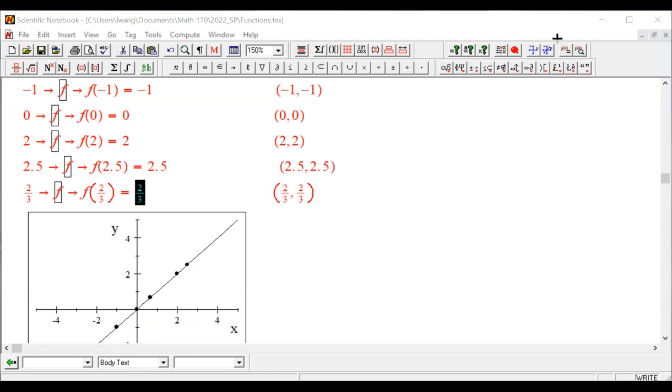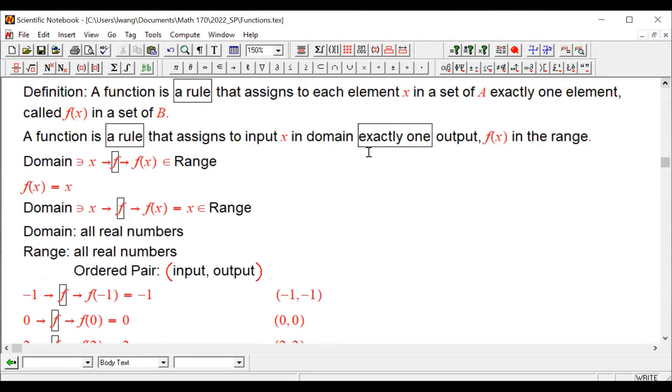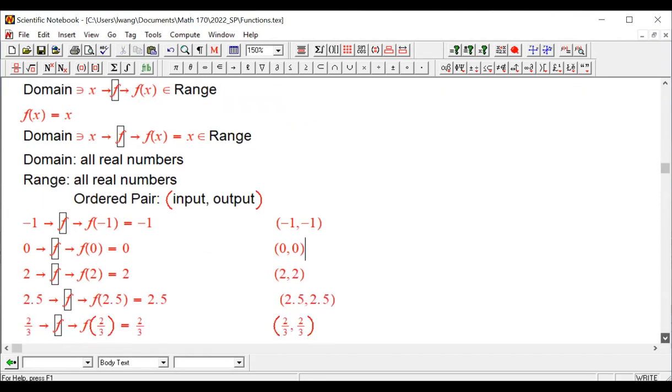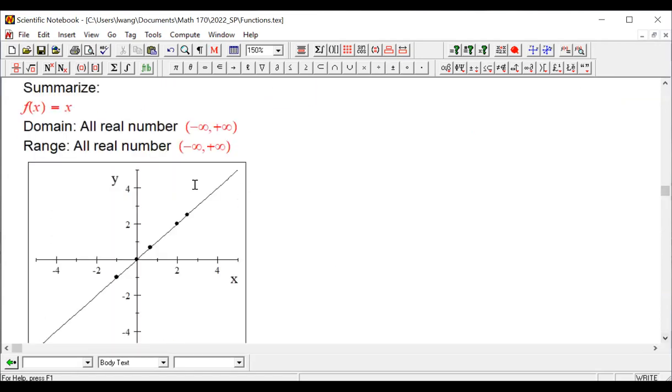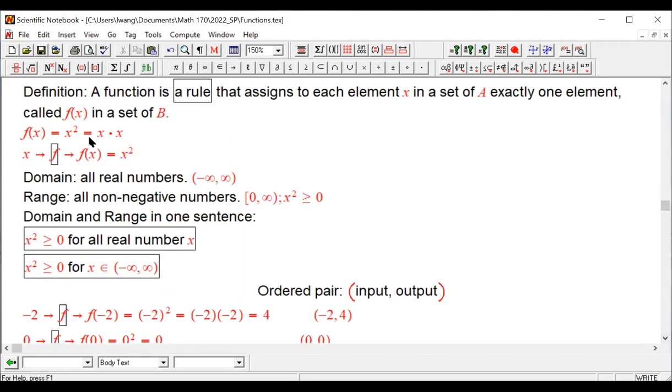All right, let's look at another function. We're going to take the definition of function along with us, because we really want to see how this definition applies to the examples. So we've got this function covered. Next one, x squared.